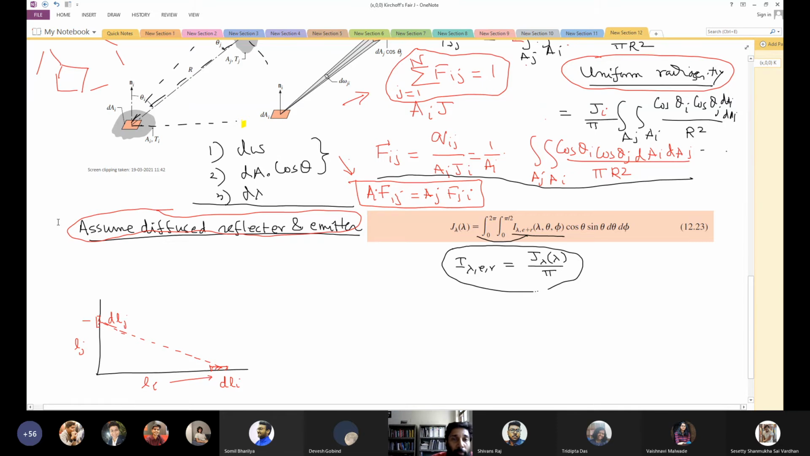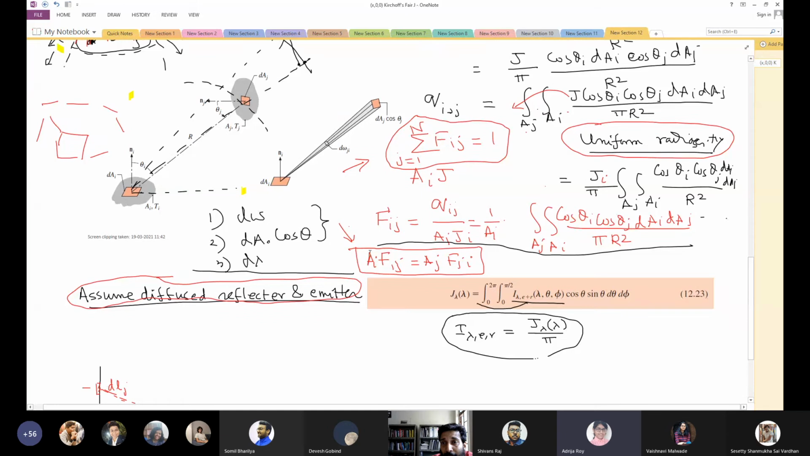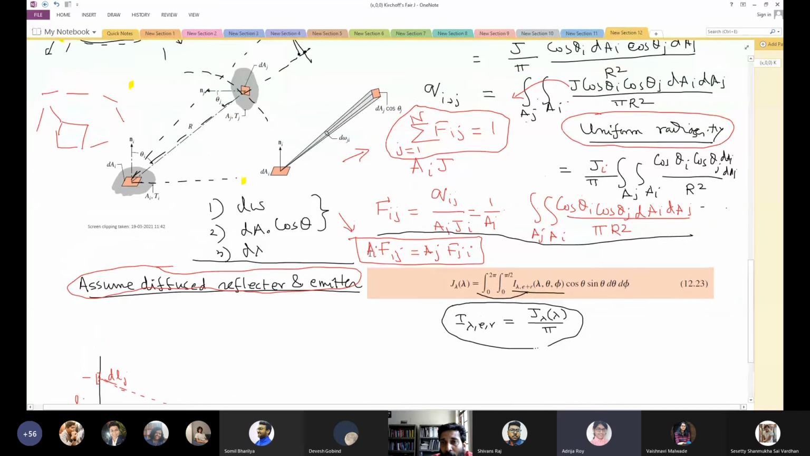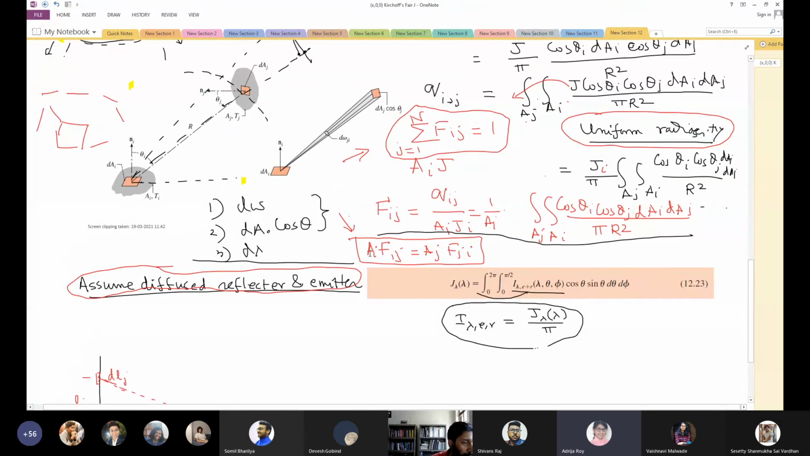So my plan will be to stick to the same methodology and just translate it into a two-dimensional case. So that will be my plan. So is IE plus R equal to Ji by pi for this case as well? Is the intensity equal to total radiosity by pi for this case also? No. It will not be.